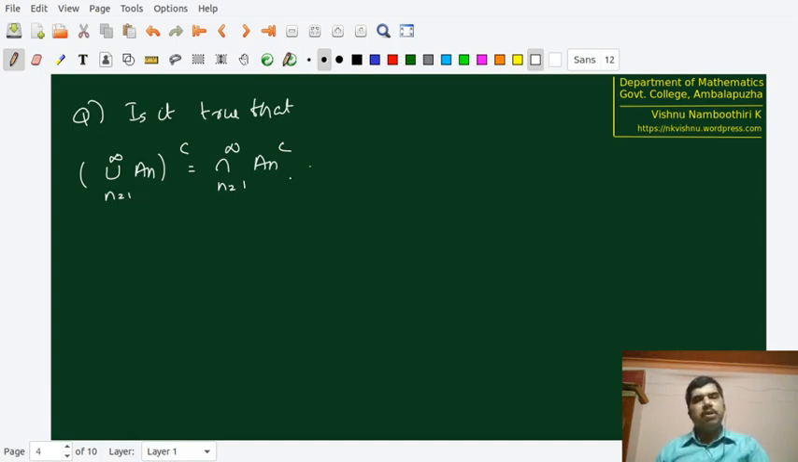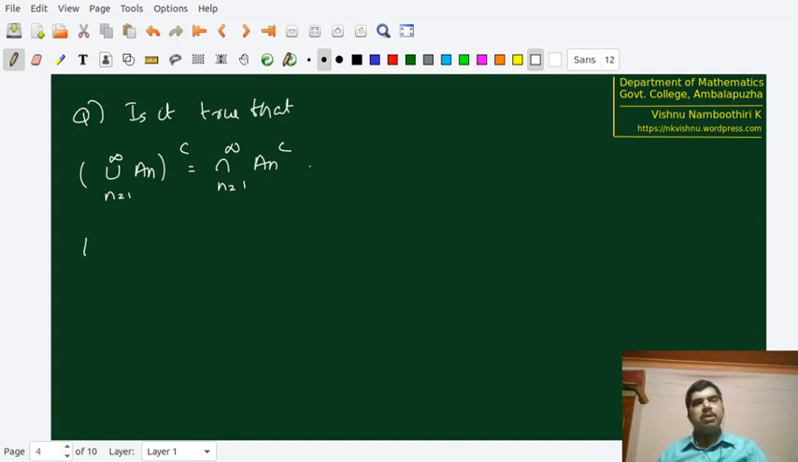So the very first thing we can think of is that this is probably going to be true. We will try without using any induction or anything like that. We will just try to verify it by checking if the left hand side has an element, is it going to be there on the right hand side, and if the right hand side has an element, is it going to be there on the left hand side.